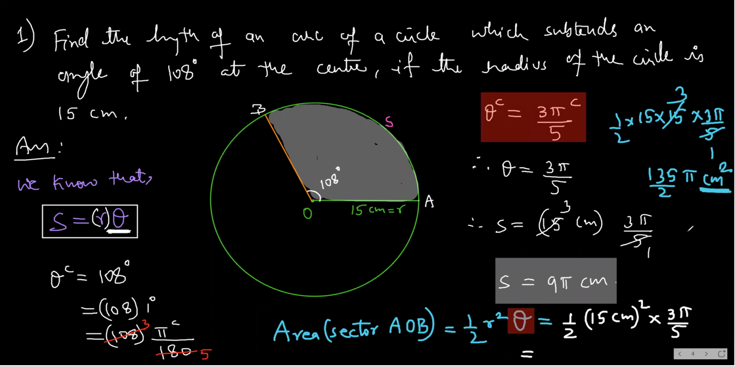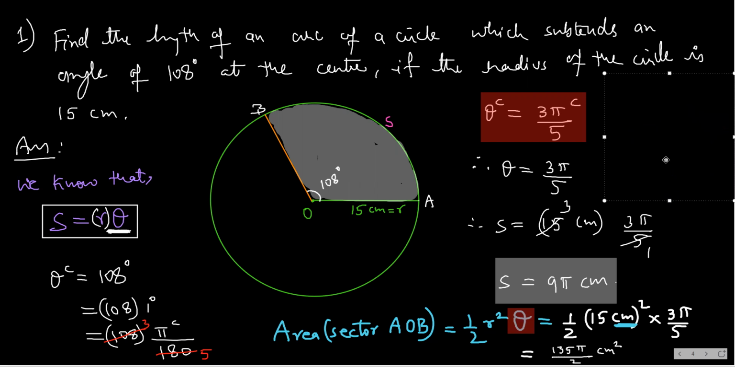Why centimeter square? Because see here, it is 15 centimeter and square. So it is this which I will get. So the final answer I get is 135 pi upon 2 centimeter square. This is the area of the sector. It wasn't asked, but I just added it because it can be asked in some other question. So very good.